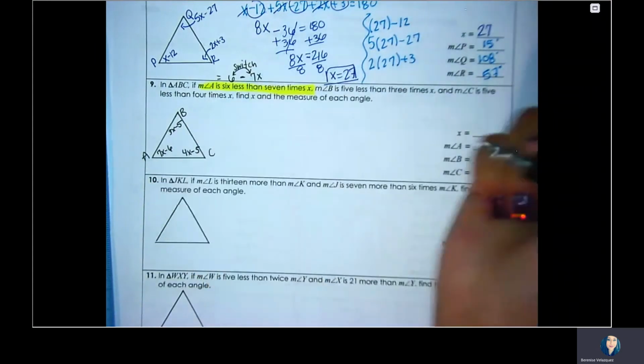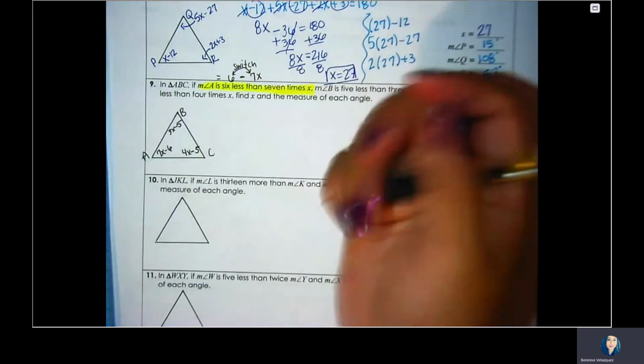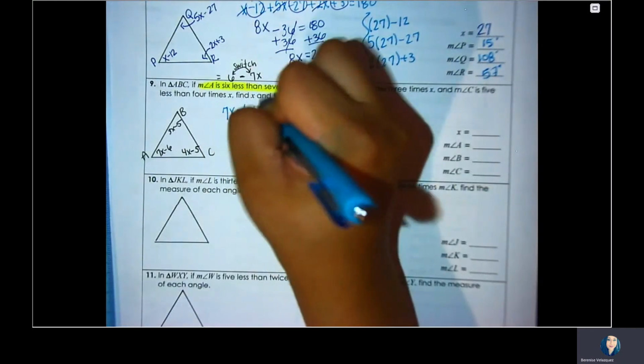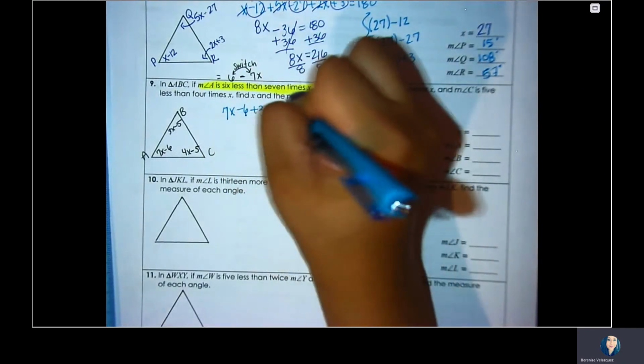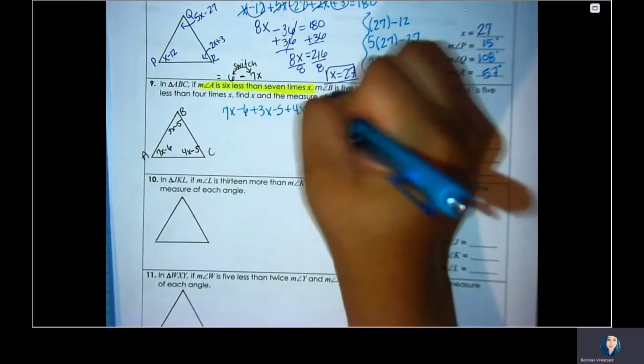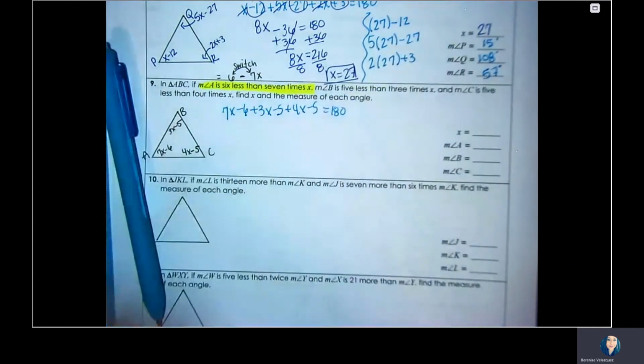Okay. And then the last one, where is it? Angle C is 5 less than 4 times x. So this is going to be 4 times x, 5 less than. Okay, so now that we have those, we do the exact same thing we did at the top. So we do 7x minus 6 plus 3x minus 5 plus 4x minus 5, set that equal to 180.